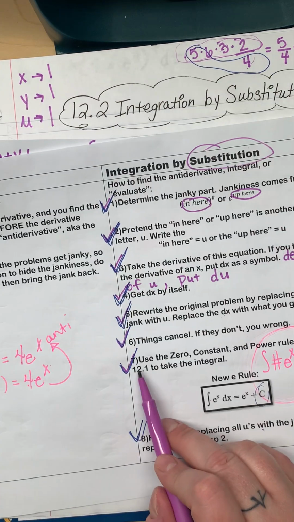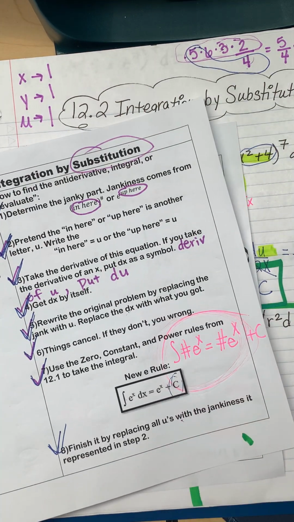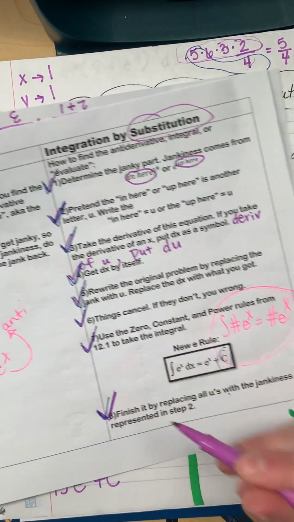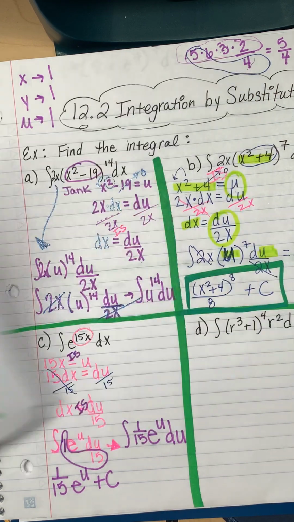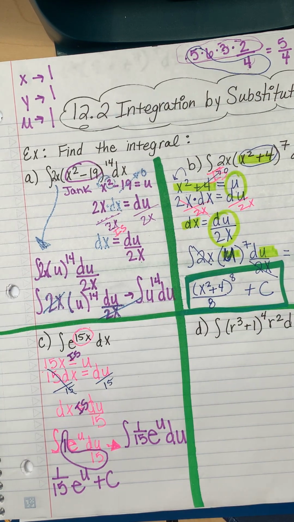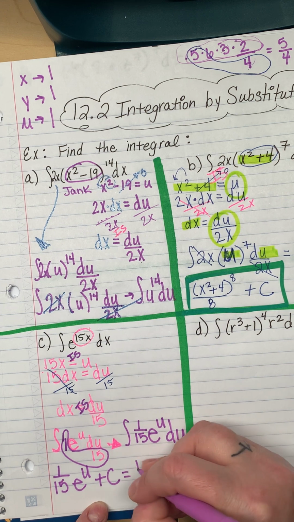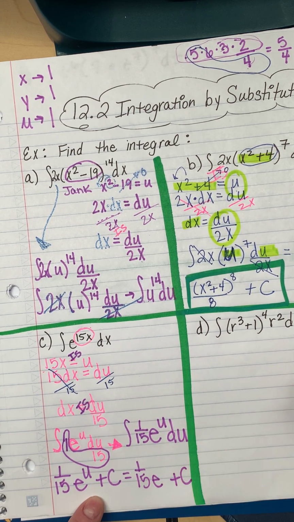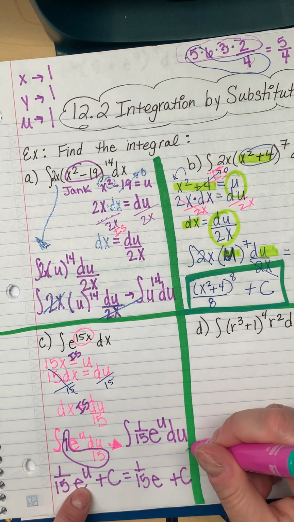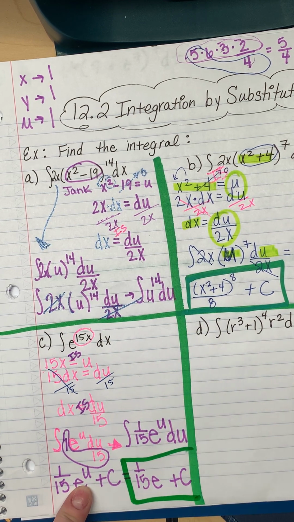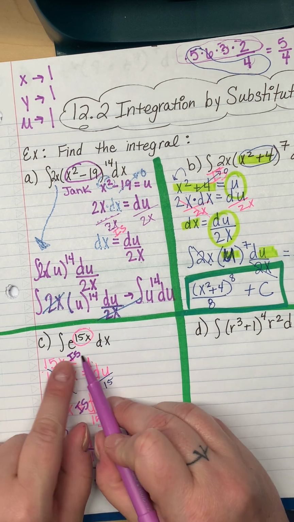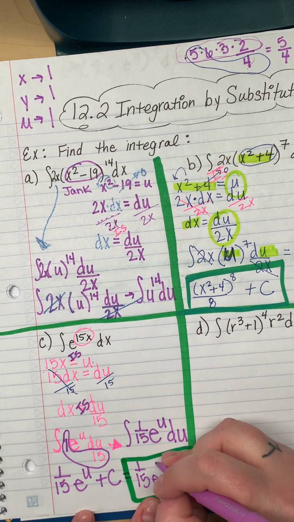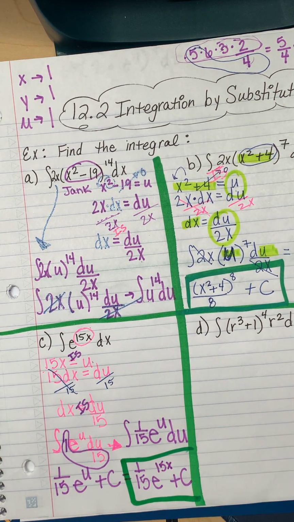Okay, so we just did step 7 and we had to use a new rule. Step 8 says finish it by plugging that janky back in. So our final answer is going to be 1/15 e to the something plus c. What was my u equal to? Let's see here. u is 15x, so I'm going to put 15x in the air.